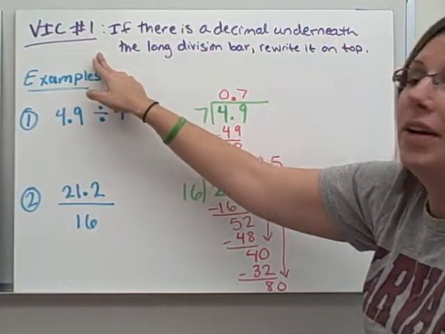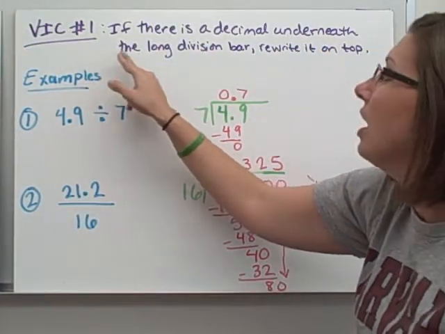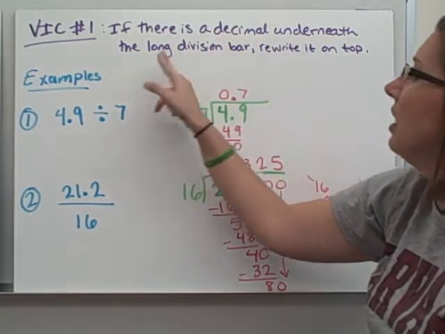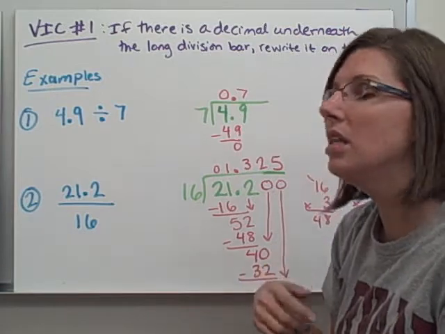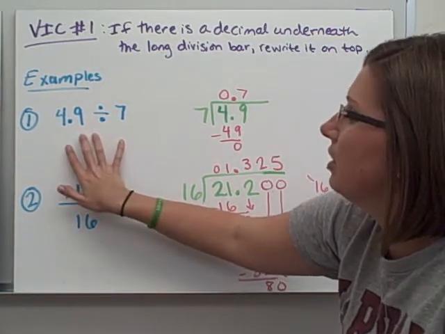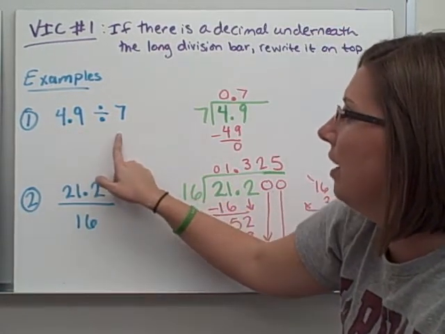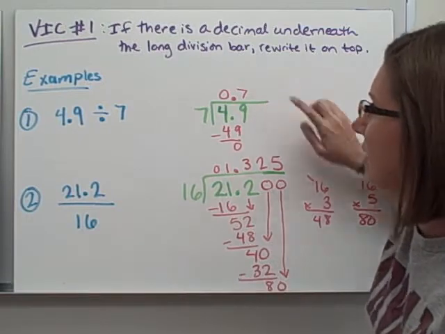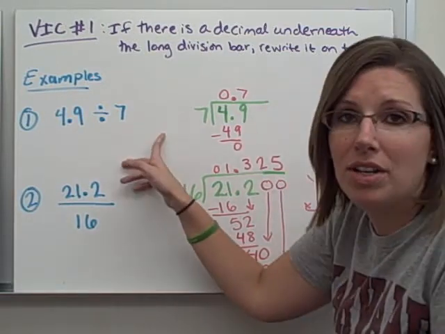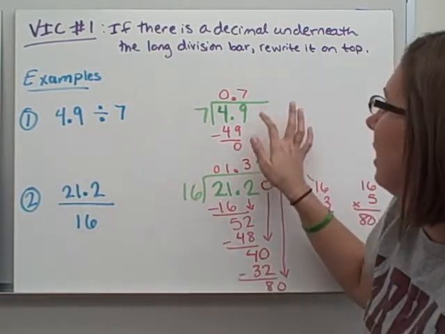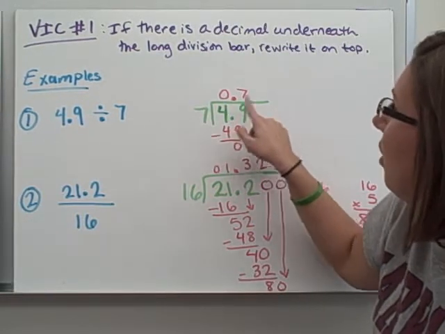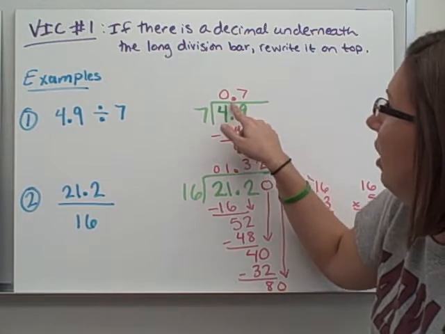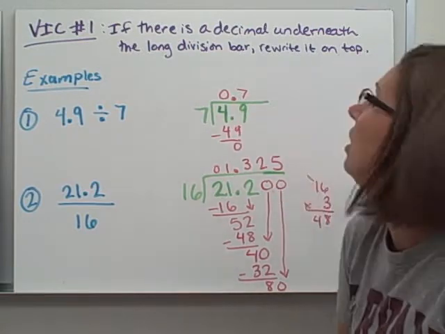Vic number 1, very important concept number 1. If there is a decimal underneath the long division bar, rewrite it on top. So here is my first problem, 4.9 divided by 7. 4.9 goes on the inside of my division bar and 7 goes on the outside. I take a look and I've got a decimal underneath the division bar, so I need to rewrite it on top, which is what I did.